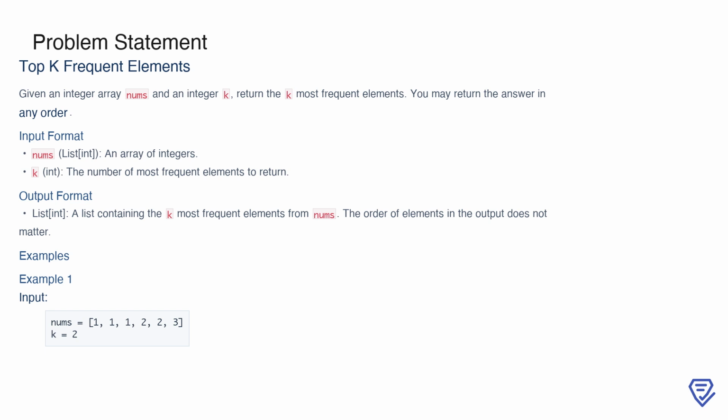For the input, you're provided with nums, which is the list of integers, and k, which specifies how many of the most frequent elements you need to return. The output, in turn, will be a list of integers representing these top k elements, again in any order. To make this clearer, let's dive into some specific examples.